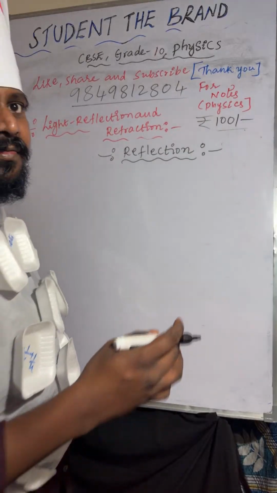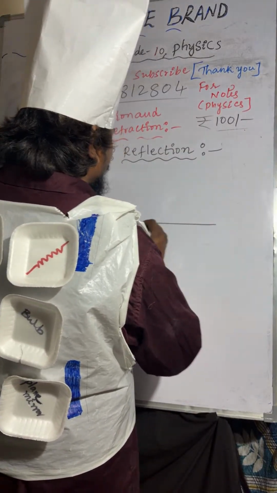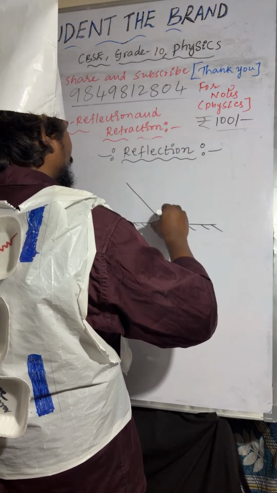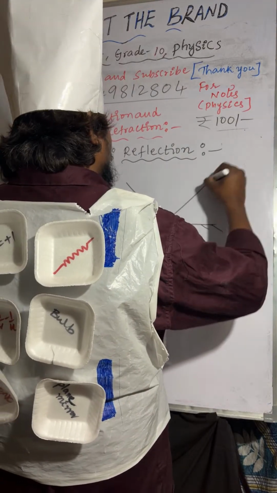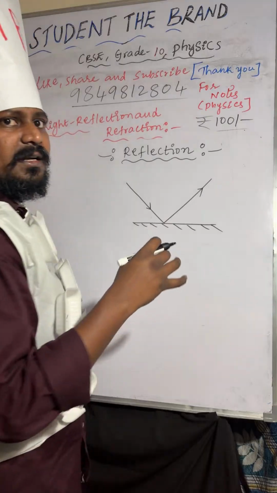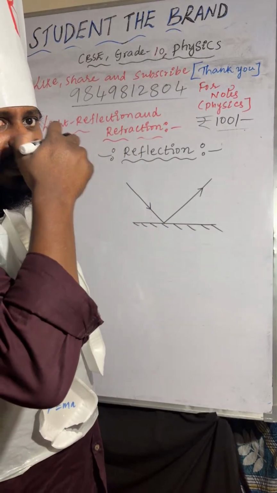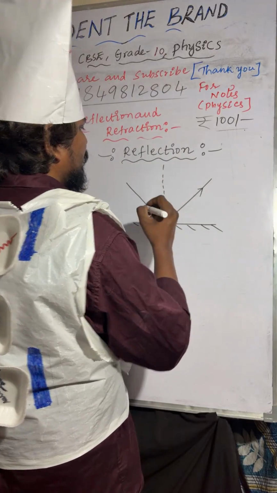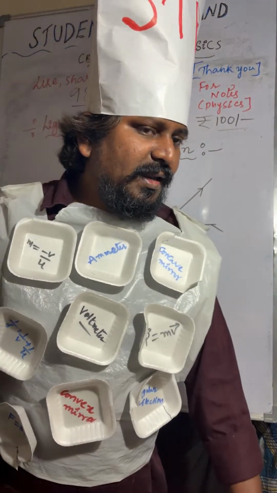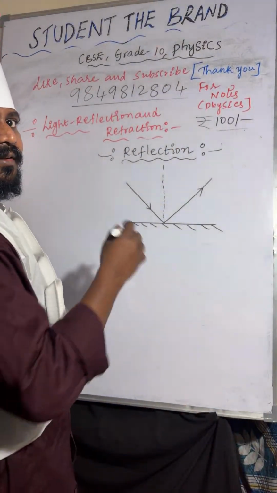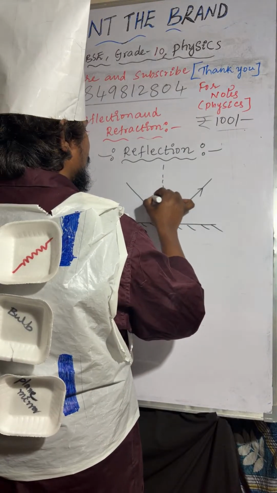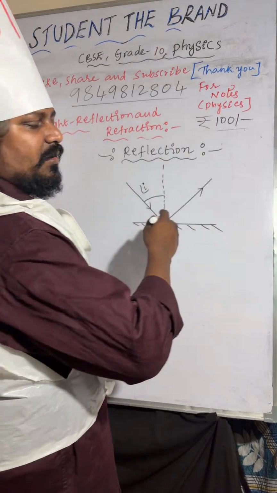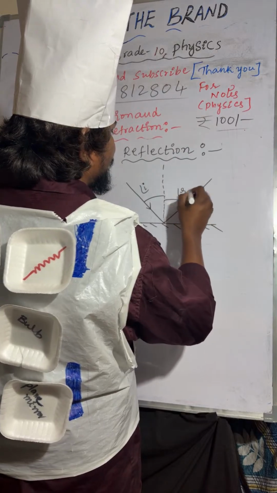I am taking a plane surface. This is the incident ray, and this one is the reflected ray. The line which is perpendicular to the plane surface is called the normal line. The angle between the incident ray and the normal line is called the angle of incidence, and the angle between the reflected ray and the normal line is called the angle of reflection.